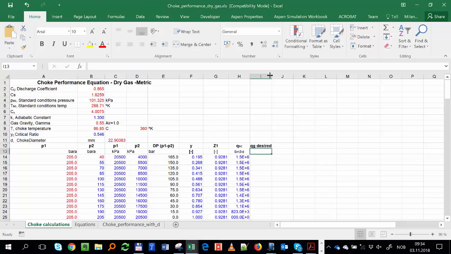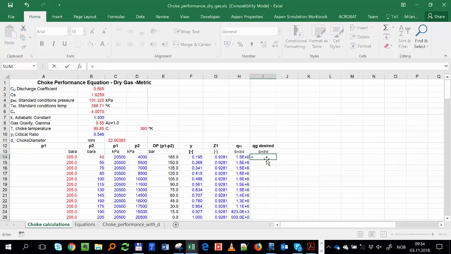Let's try. If it doesn't work, we do it by hand, okay? So Q desired was given by the reservoir engineer. He told me I want exactly 1.25 e to the 6, okay? And then I define here an error between these two numbers. Okay, I want to have an error. That's what I'm going to drive to 0.